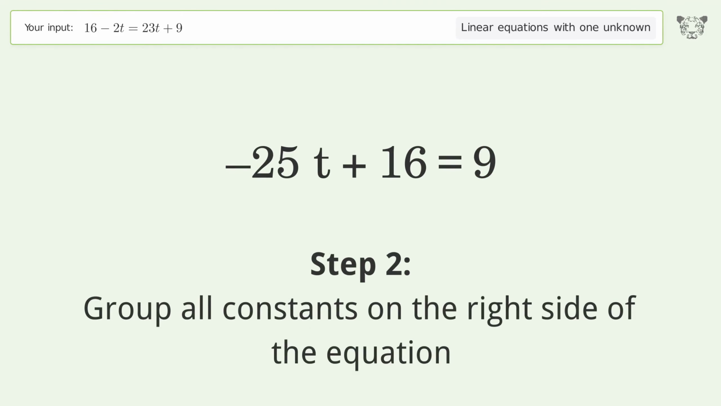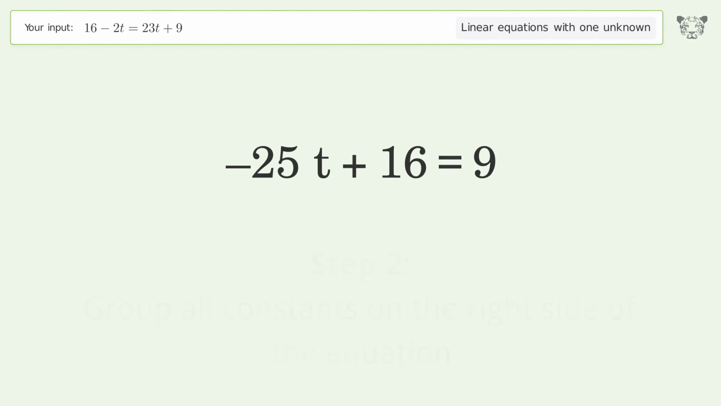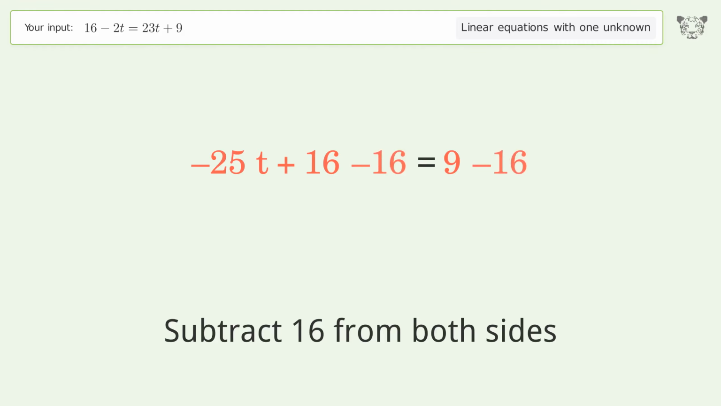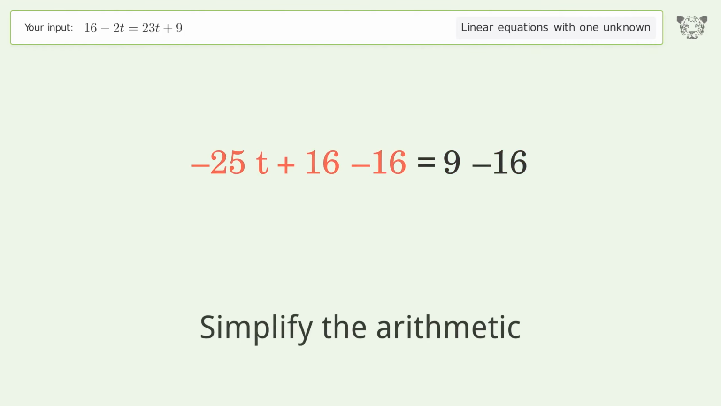Group all constants on the right side of the equation. Subtract 16 from both sides. Simplify the arithmetic.